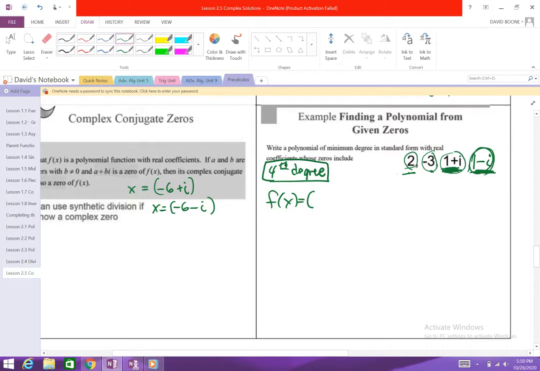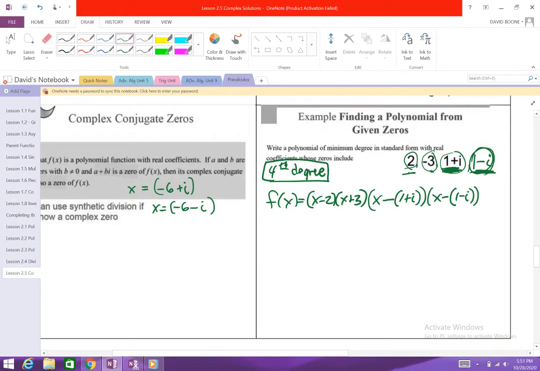To get the factors for these, I'm just going to say f of x equals x minus 2 and x plus 3. And then this one here, that's one of my roots, so I would have x minus this 1 plus i. You can write those opposites here. And then this one would be x minus that 1 minus i as a solution.